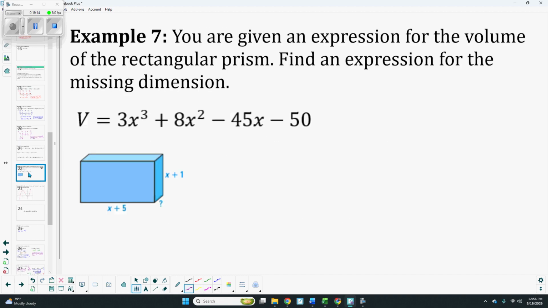And of course, we have some word problems. You're given an expression for the volume of the rectangular prism. Find an expression for the missing dimension. So they're giving us 2 dimensions already. And this is a polynomial to the power of 3. So I'm going to factor 1 out at a time. So if I want to factor out the x plus 1, I'm going to take out a 0 of negative 1.